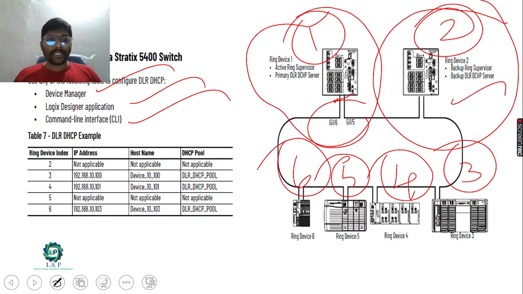Next, as we told earlier, for the primary it is mandatory to assign the IP addresses. But for 5 and 6 it's not mandatory to assign the IP address. Even for the second one, the IP is mandatory.